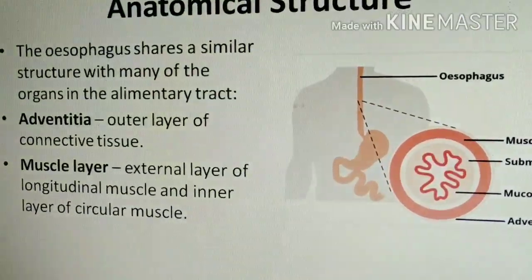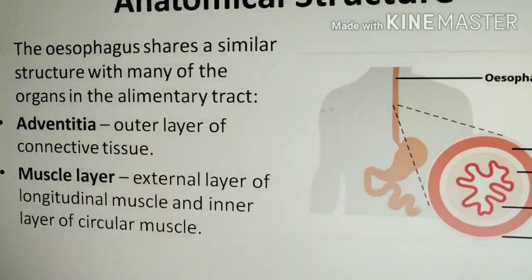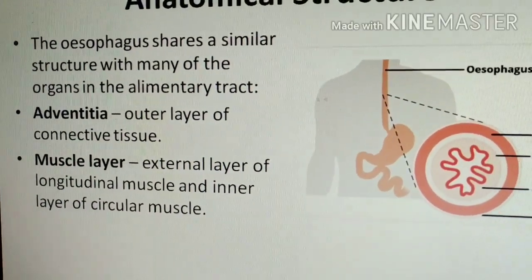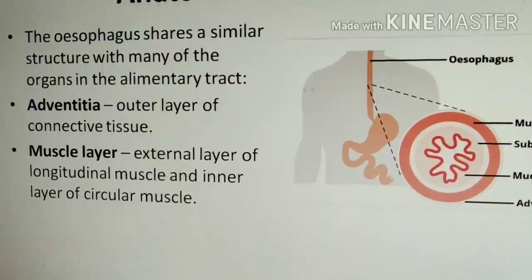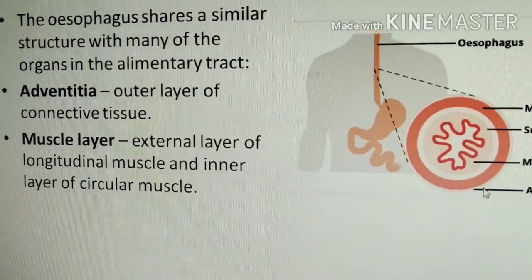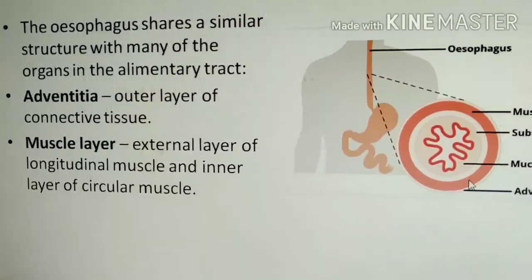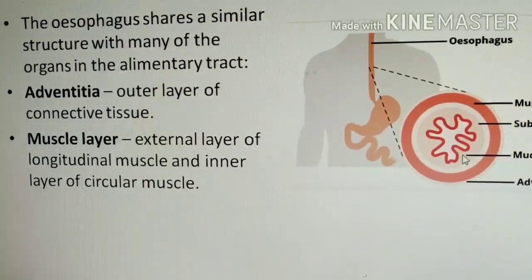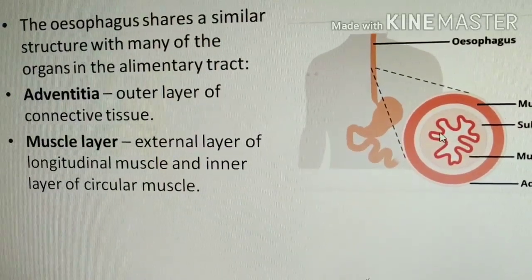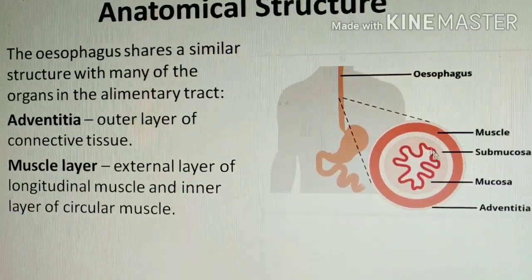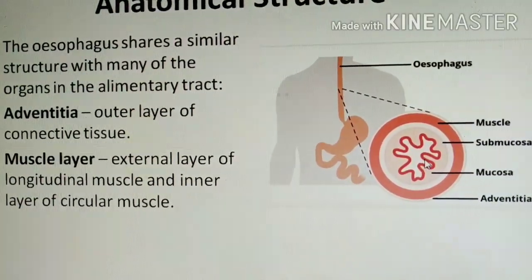Anatomical structure. The esophagus shares a similar structure with many of the organs in the alimentary system. So from outside to inside, first is the adventitia, a connective tissue layer. Second is the muscular layer, third is the submucosa, and fourth is the mucosa layer.